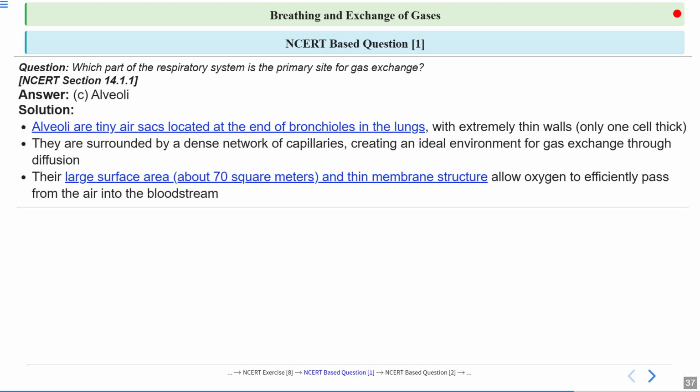So this 70 square meter is the large surface area exhibited by the lung. Through this area, the gaseous exchange is taking place inside our lungs. You can imagine how small the lung is and how it is working.